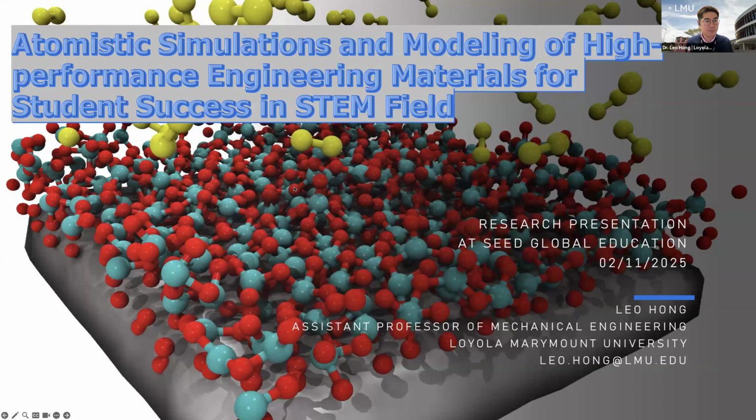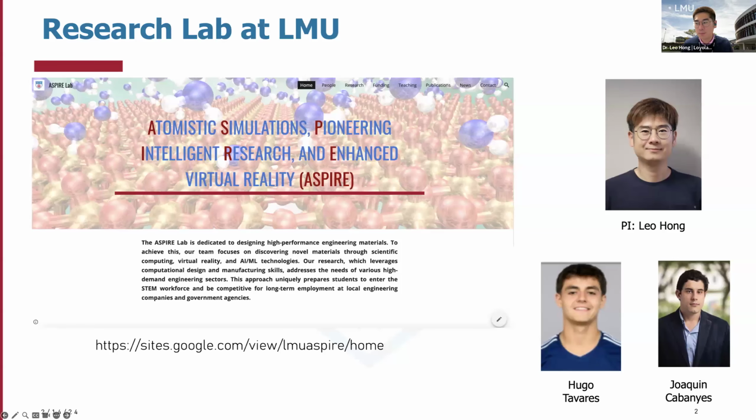Let me briefly introduce myself. This is my research lab website. Maybe I can share this one later. This is my research lab. I just started my career at LMU last year, so this is my new lab at LMU. The name is Atomistic Simulations Pioneering Intelligence Research and Enhanced Virtual Reality. I'm using molecular dynamics, virtual reality (VR), augmented reality (AR), and some machine learning and AI to better design engineering material. This is my website, and this is me.